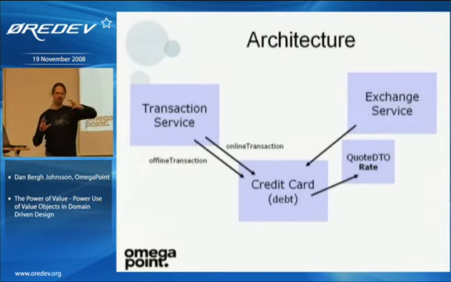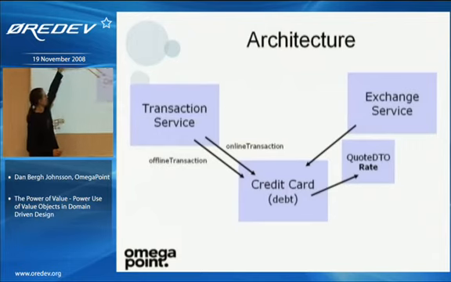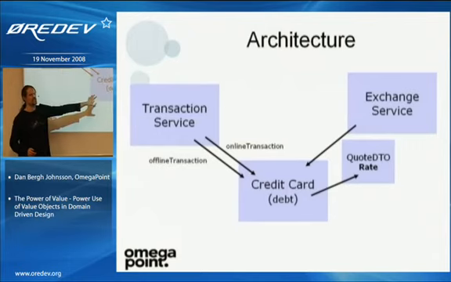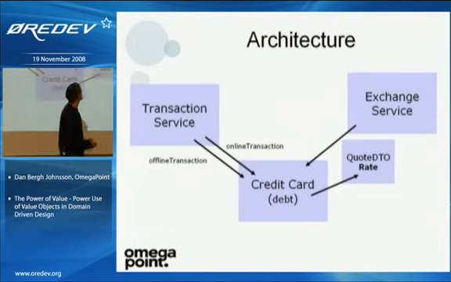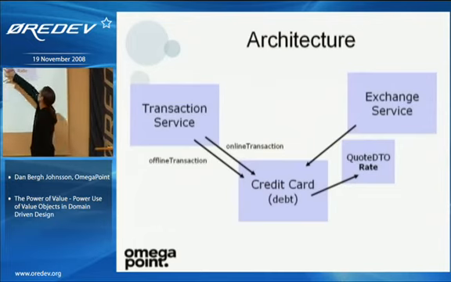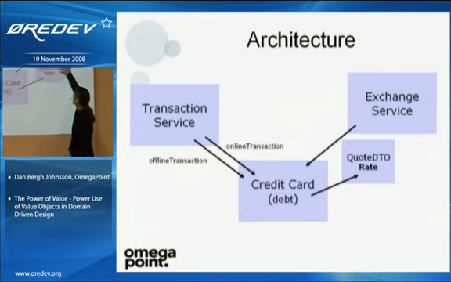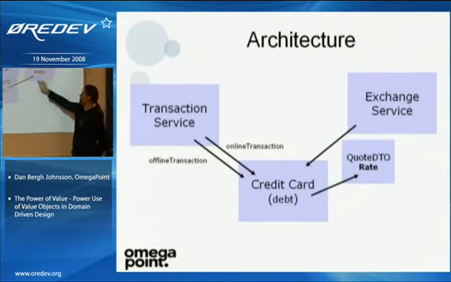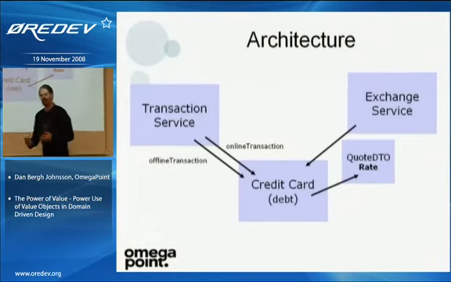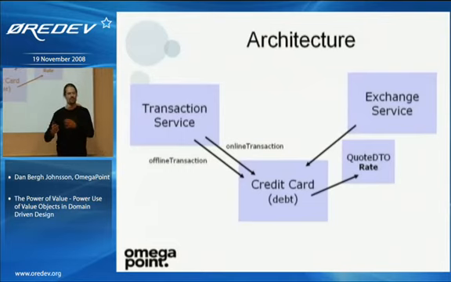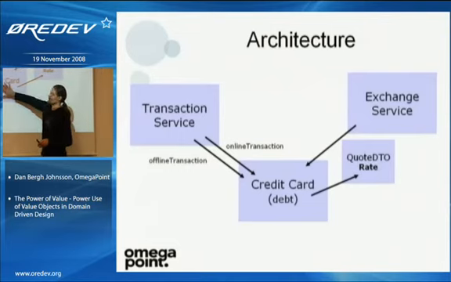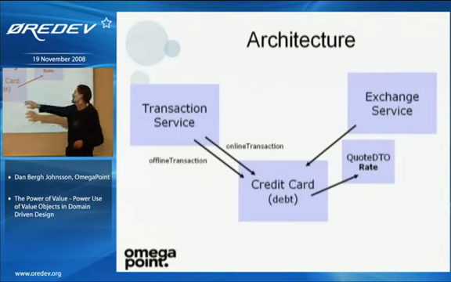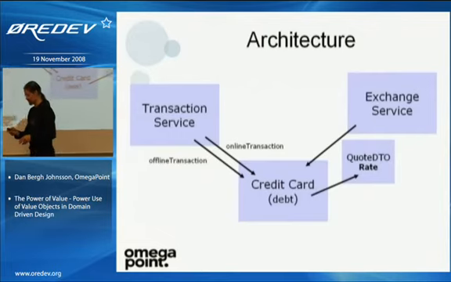So the architecture has actually changed a little bit. Now we have still got the transaction service calling the credit card with online and offline transactions. But what we now got is that the exchange service is passing back a quote DTO which contains an intelligent object here, the rate, which we can call. So the distribution of responsibility has shifted a little bit from being a lot of stuff doing here, to actually being helped off by these intelligent objects.